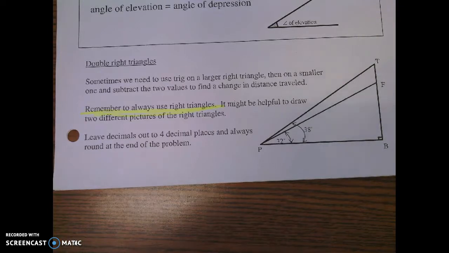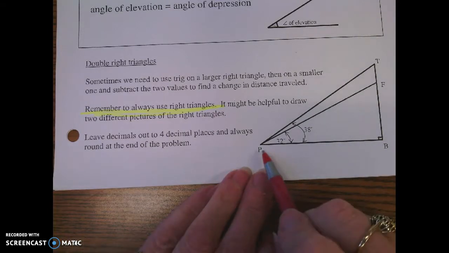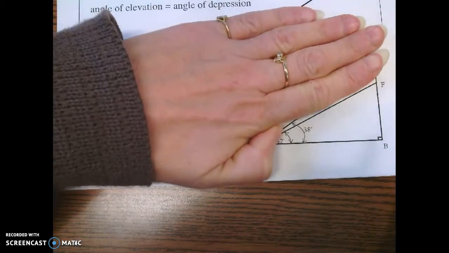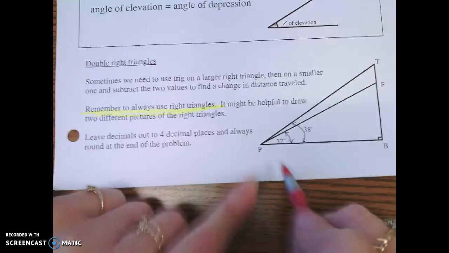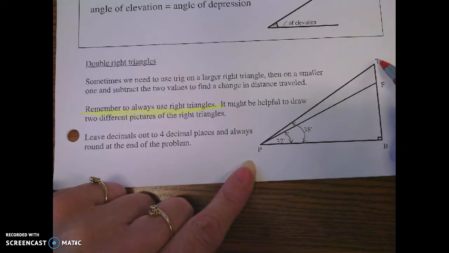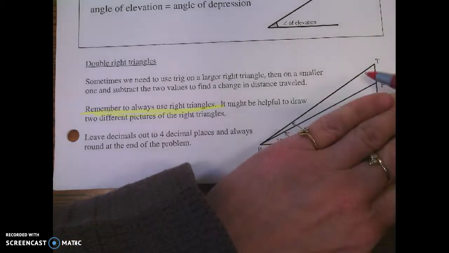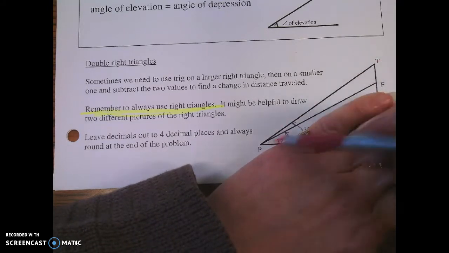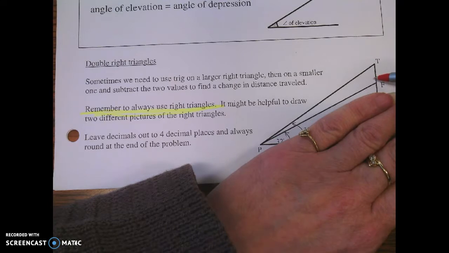Technically in this picture there are three triangles. There's triangle PBF, and that's a right triangle. There's triangle PBT, which is the bigger right triangle. And then you have this little slice of a triangle, triangle PFT. But triangle PFT is not a right triangle, so you cannot do trigonometry on that triangle. So make sure you're always dealing with right triangles.